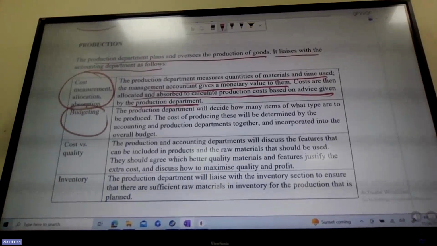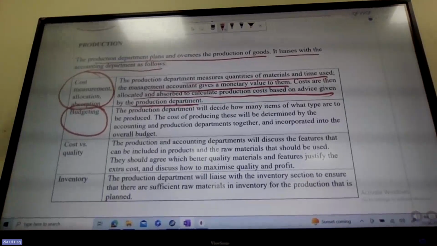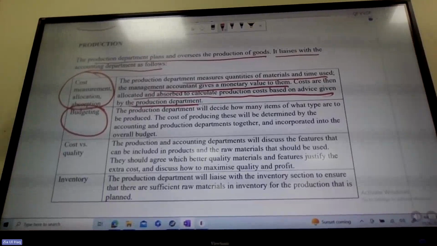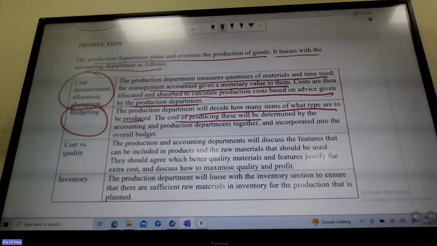While preparing the future production budget, the accounting department has to communicate with the production department. The production department will decide how many items of what type are to be produced in future. The cost of producing these will be determined by the accounting and production departments together and incorporated into the overall future budget.